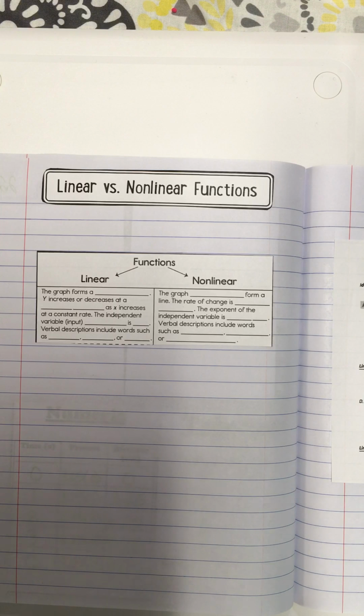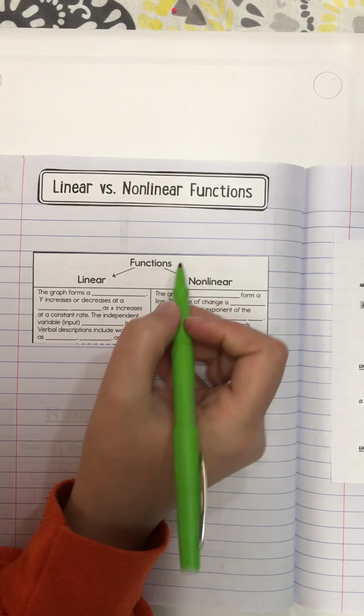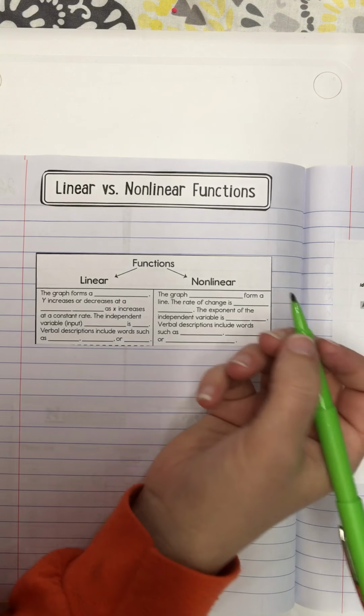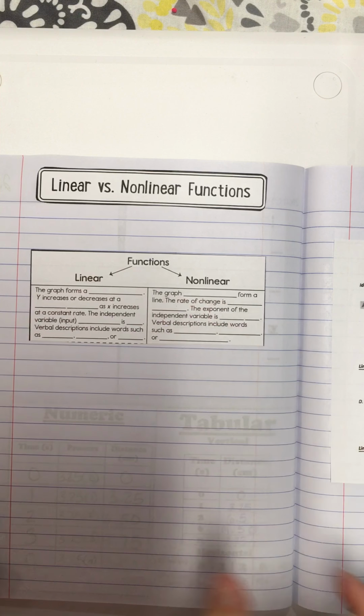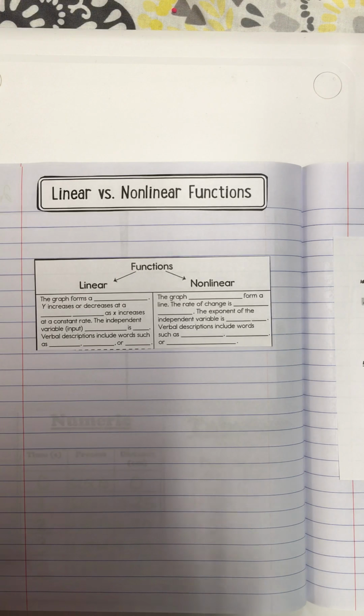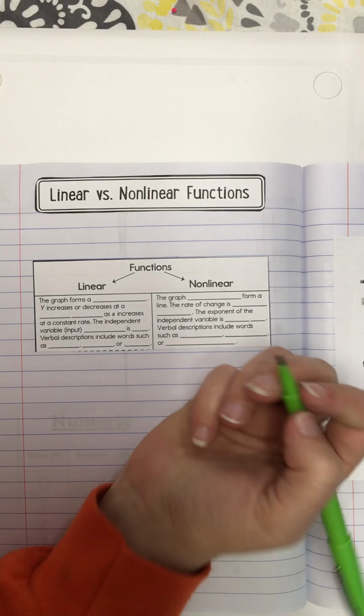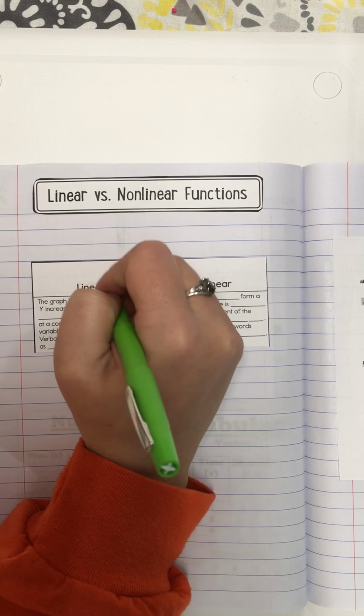Let's talk about linear versus nonlinear again. A function is another word for an equation, okay? You'll elaborate more on that in 8th grade and then more in Algebra 1, but just for now we're going to use that interchangeably with the word equation. So if it's linear, the graph forms a line.